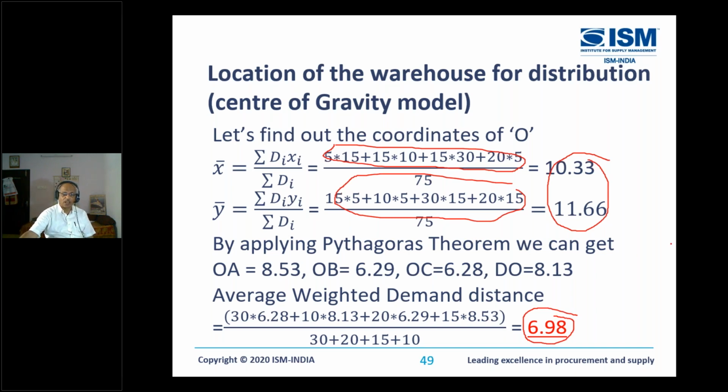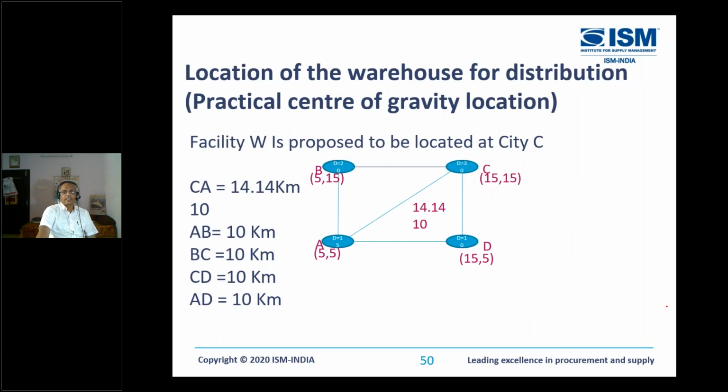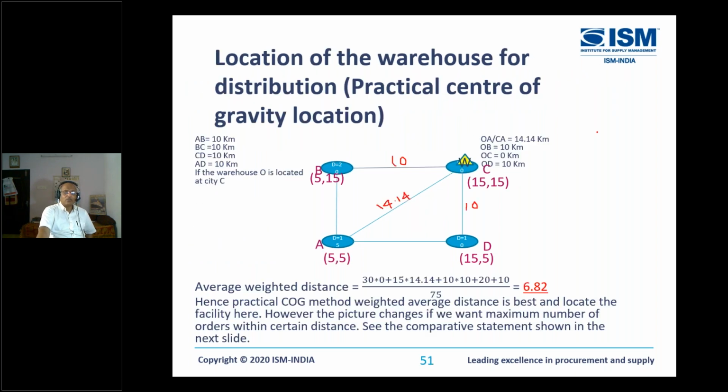So I'm taking the two distances now and finding out the average weighted demand distance, it comes to 6.98. But suppose I go for a practical center of gravity location, I locate it at a maximum demand point, so let's say 30, that is at C. Now here what is happening, I can calculate the demand distance between A and C, so that comes to 14.14. I use the same formula and I find 6.82. So by using the practical method, I was able to get an average distance of 6.82.